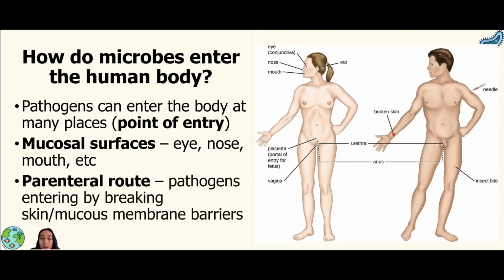But then there are other ways of getting in, and we call these the parenteral route. Basically, it is breaking the skin or mucous membrane in a different way. For example, if you have a cut, they can enter through broken skin, or a needle, or an insect bite, where it's more forceful. It's not just the microbe entering your mucous membrane naturally, but there's some kind of force, whether it's a cut, a needle, an insect bite, etc. And then, of course, there are other ways that microbes enter through the genital regions. These are your sexually transmitted microbes. That is another way that they can enter.